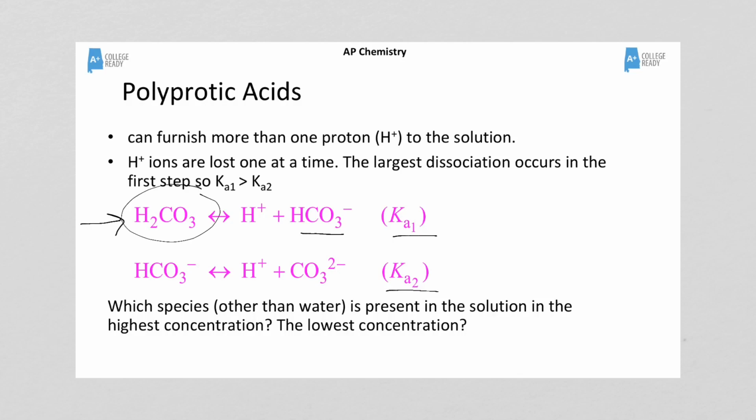So carbonic acid would have the largest concentration other than water. And then the lowest concentration always goes to the end of the last dissociation step, to the last ion that's formed. So our lowest concentration would be carbonate.